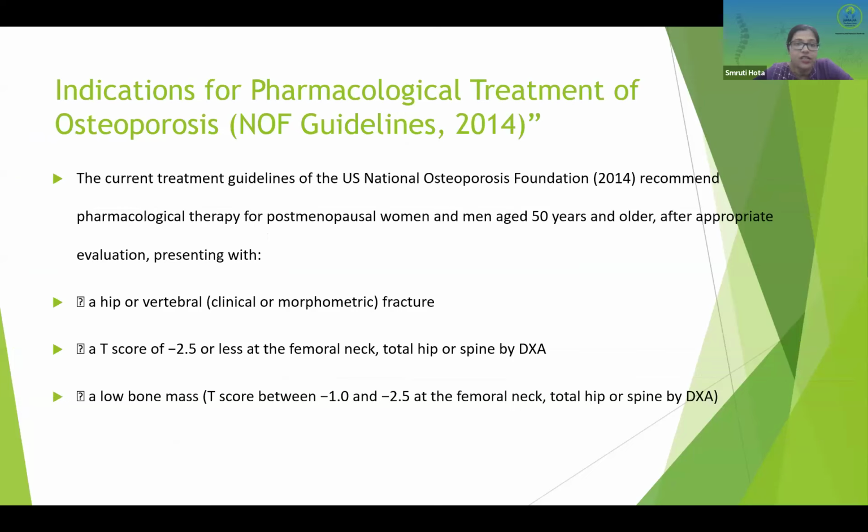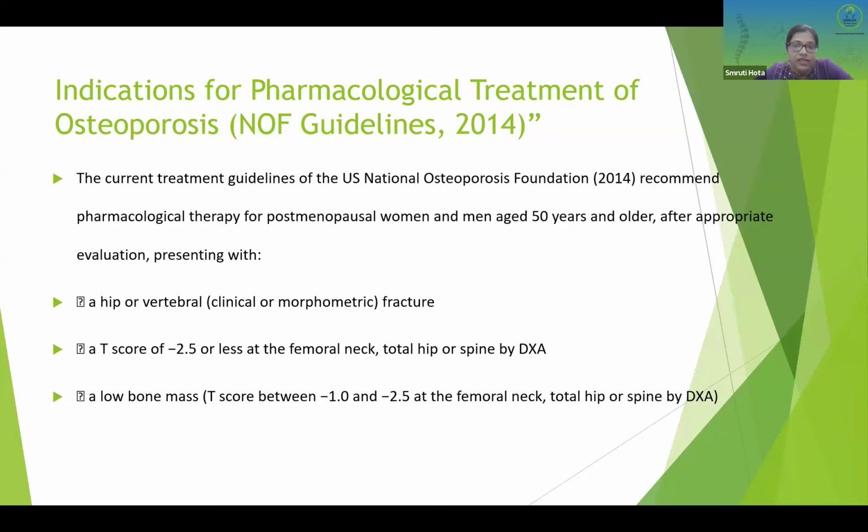Then indications of treatment: when you start pharmacological therapy, after a thorough clinical evaluation, treatment is recommended in patients with these criteria. First, a hip fracture or a vertebral fracture, whether clinically apparent or detected morphometrically, or a T-score of -2.5 or lower at the femoral neck, total hip or spine, measured by DEXA.